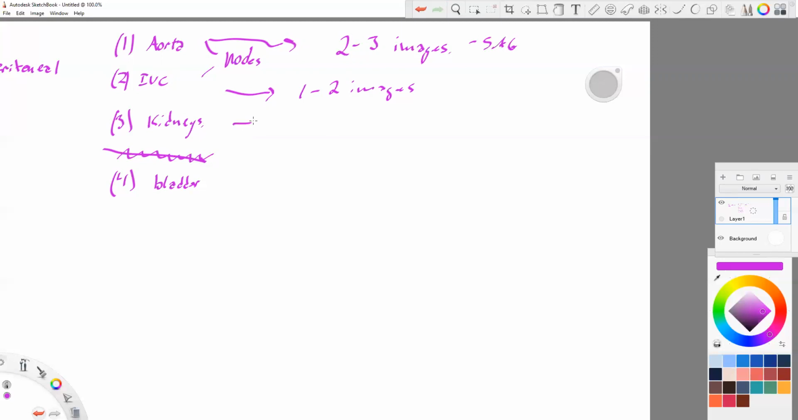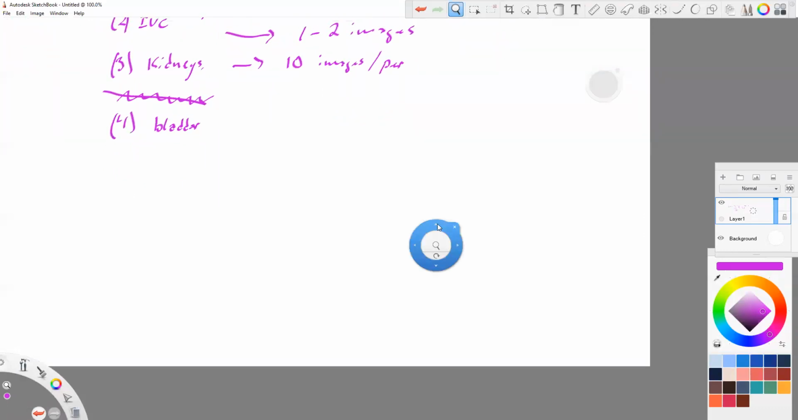The kidneys now, we're talking about 10 images per kidney. That, I think, is the part that some students have a hard time understanding, because you're not out there. You're seeing us practice here, and you're not quite getting why we would do 10 images. So let's just quickly draw a kidney here. I can draw the right or the left, doesn't matter. I'll just draw what appears to be the right kidney.